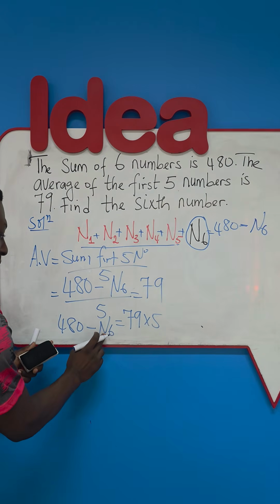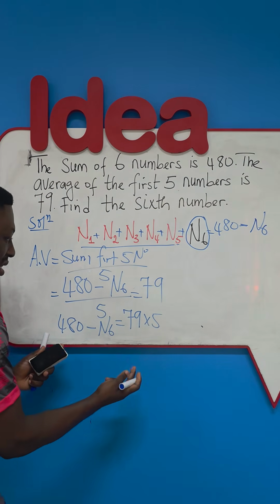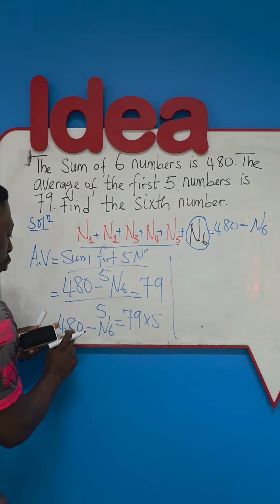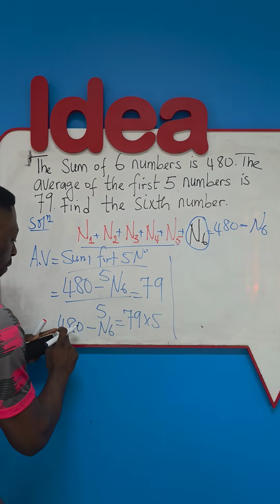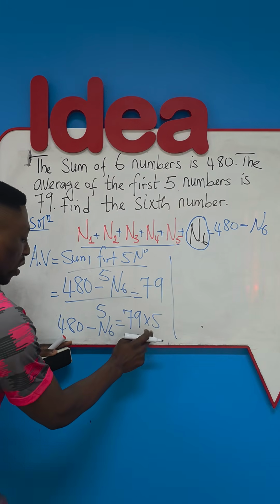At this point, to make n6 the subject of this formula, we ask ourselves another question. Which number subtracted from 486 will give us whatever we obtain here?